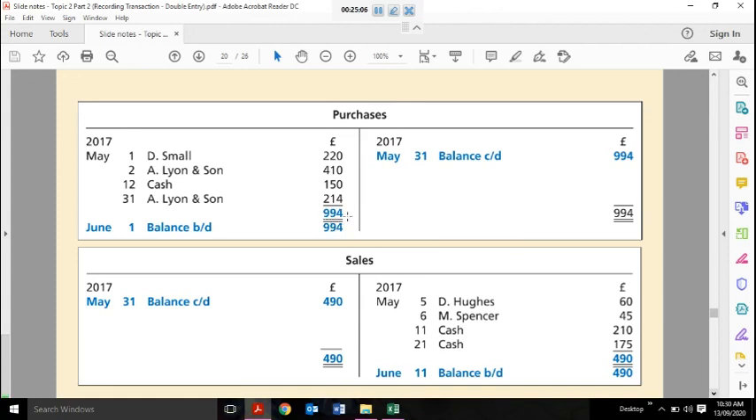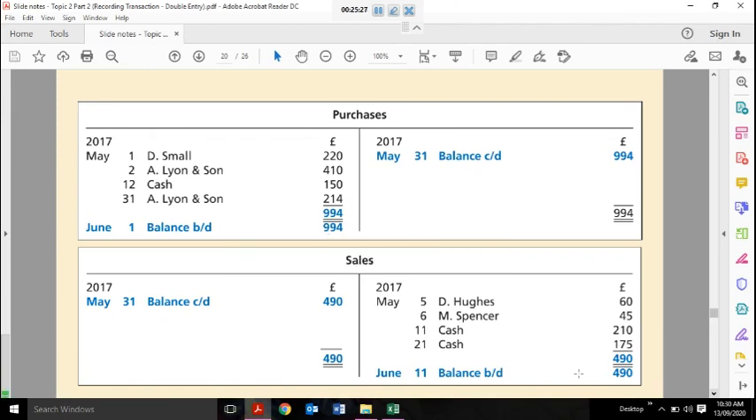So this should be a double line. Here, the item that you write, because it's blank initially, you should write on the last date: balance carried down, balance c/d. The amount is 994. And then this amount you should cross off in order to bring it down to the next month. Balance brought down, which is from the previous month, is 994.